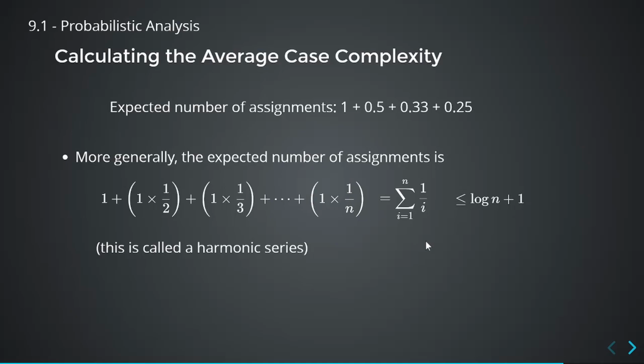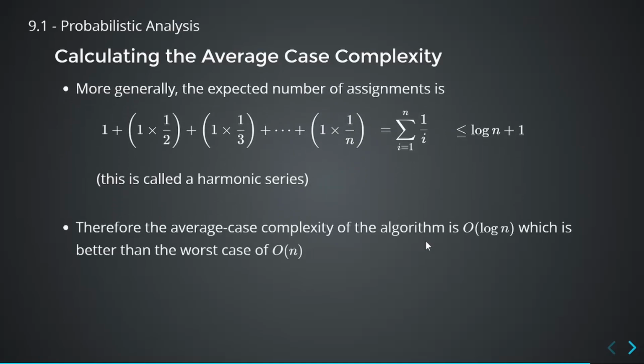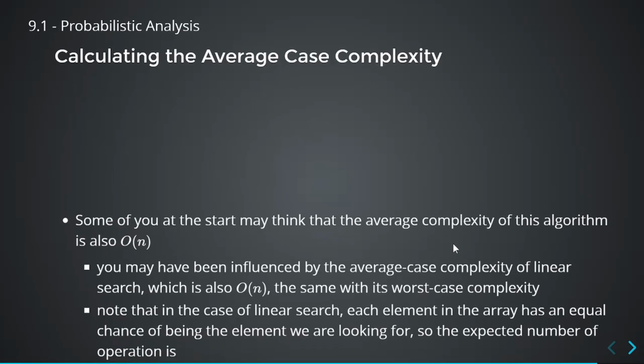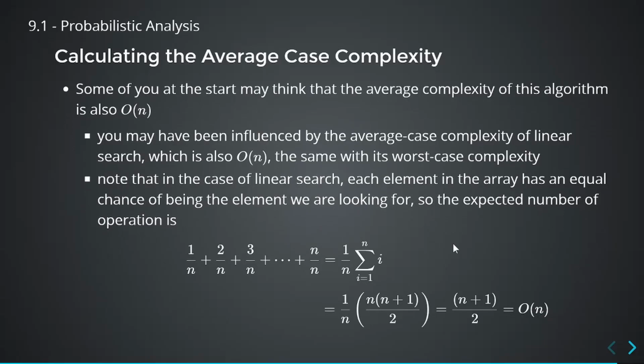Okay, so the average case complexity of the algorithm is actually big O log n. Well, in terms of number of assignments, like comparison is still O(n), but in terms of assignment operations it is big O log n, which is better than the worst case of O(n), right? So that is an example of average case complexity. Or actually, I should say the example of us doing an average case complexity analysis on an algorithm.